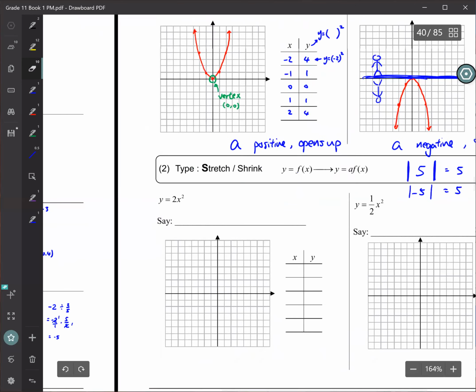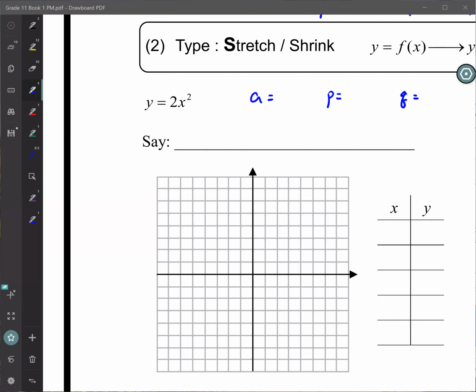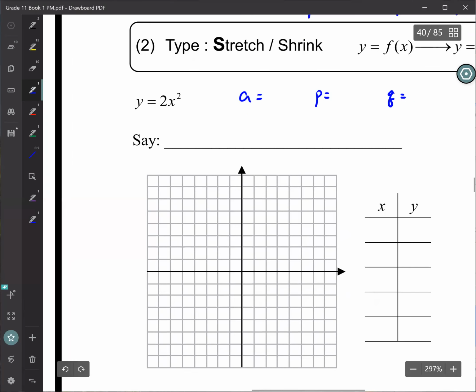Now let's look at the APQ for the next example. Same thing, please write down the values for APQ first. What do you think the APQ are for this one? Colin? Is it A is 2, P is 0, Q is 0? That's correct. Very good.